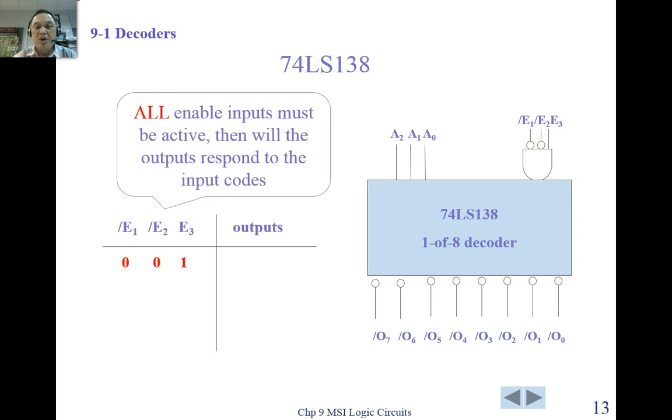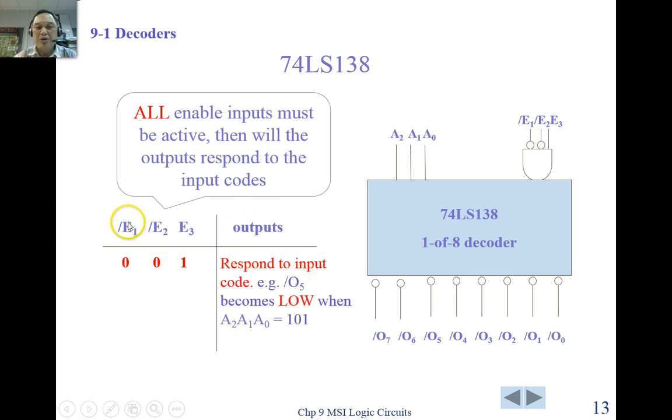Now, when all are enabled, then it's straightforward. When all are enabled, that means you put a 0 here, you put a 1 here. That means you connect to ground, you connect to 5 volt. Then whatever output you want to access depends on your input. Input 0, you will activate output 0. Input 1, you will activate output 1. Input 2, 2. 3, 3. 4, 4. 5, 5, and so on.